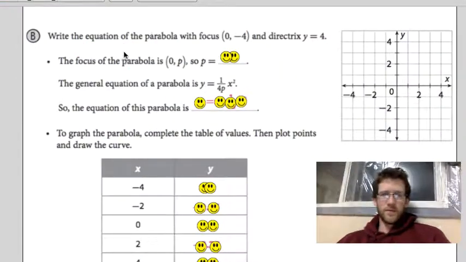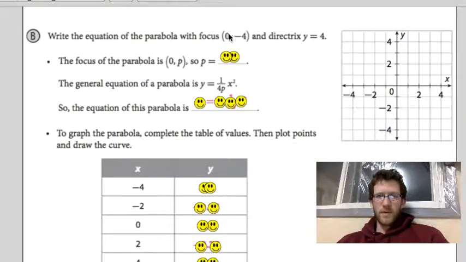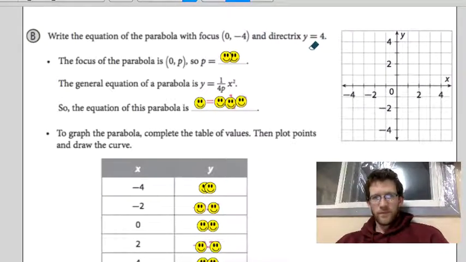All right, we'll do an example. Write the equation of the parabola with focus (0, -4) and the directrix y equals 4. Okay, so what's our p value here? Again, the directrix is y equals 4, so it's 4 away from the origin. The focus is also 4 units away from the origin. Real quick, we'll just graph it.